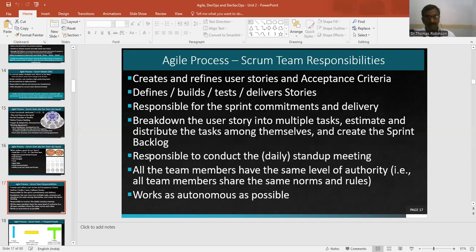The next one is being responsible to conduct the daily stand-up meetings. All the team members have the same level of authority and the same norms, and there is no discrimination inside the team. They work as autonomously as possible. This is the major thing that we use on the basis of the Scrum process.